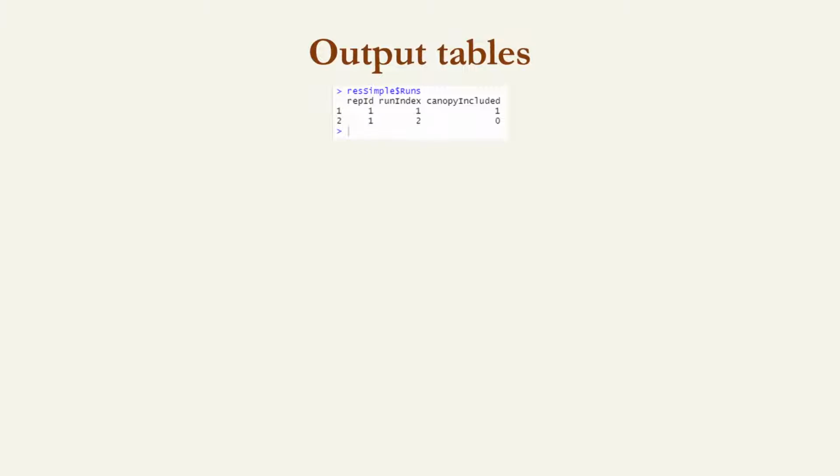The next column there is run index. So for every rep ID there are 2 run indices, and we can see what they are by looking at the third column, canopy included. Where canopy included has a value of 1, it means that the uppermost stratum, that could be a tree canopy or it could be a shrub canopy in a heathland, for example, is included. If it's 0, then the canopy's been removed and the wind field beneath it has been readjusted.